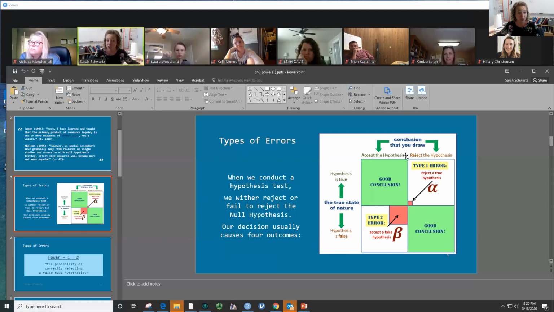The conclusion we draw after we gather our data and crunch our numbers could either be to accept that hypothesis or reject it. Now, if the hypothesis is true and we accept it, that's good news. If the hypothesis is false and we reject it, that's also good news. But there are two types of errors we can make. Remember, there's the false positive and a false negative. And we use alpha for the type 1 error rate, and we use beta for the false negative rate.